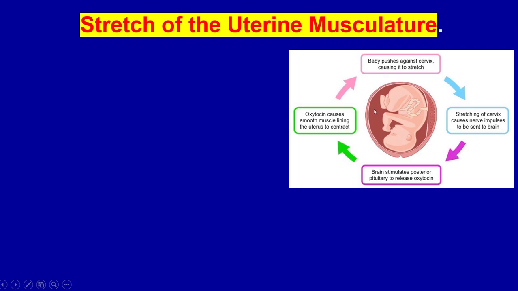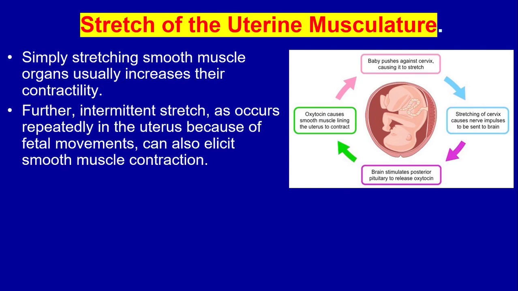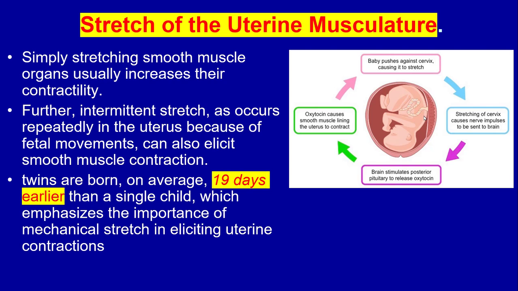Stretching of the uterine musculature. Simply stretching smooth muscle organs usually increases their contractility. Intermittent stretch, as occurs repeatedly in the uterus because of fetal movement, can also elicit smooth muscle contraction. The baby's movements in the womb of the mother cause stretching of the uterine muscle, which leads to contraction.